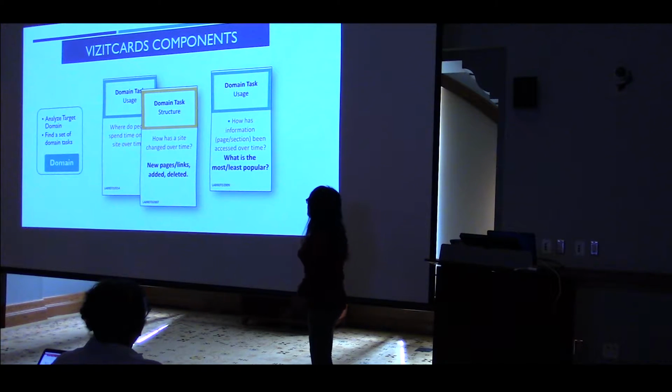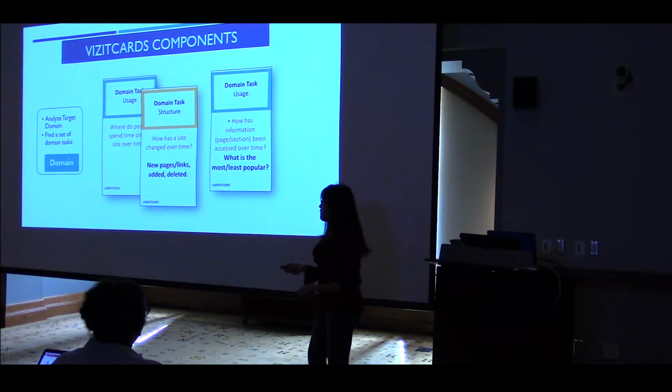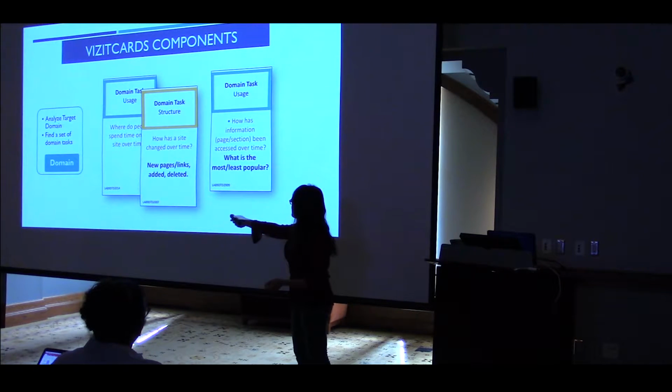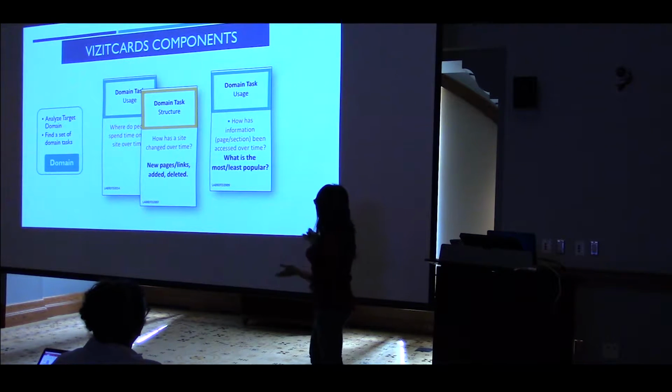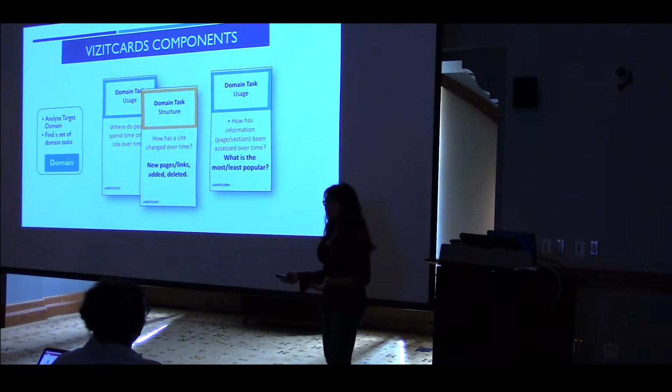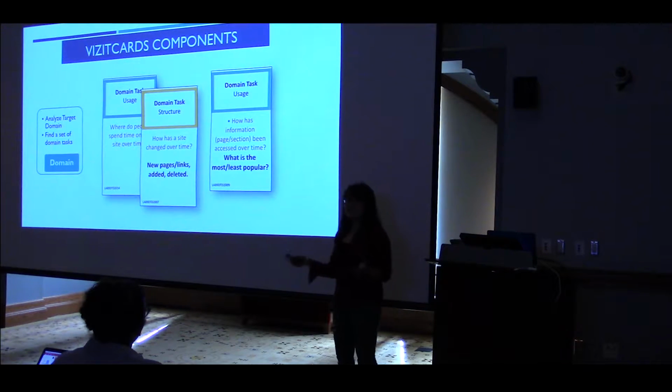Basically, domain is the first step that you would do in order to design a visualization. In this step, you would analyze the target domain and hopefully find a set of domain tags. In this step, we have given students a bunch of domain cards that have domain questions listed on them, and then they can select the ones that they're interested in and rank them by priority. So basically finalize what exactly they want to find out with their visualizations.